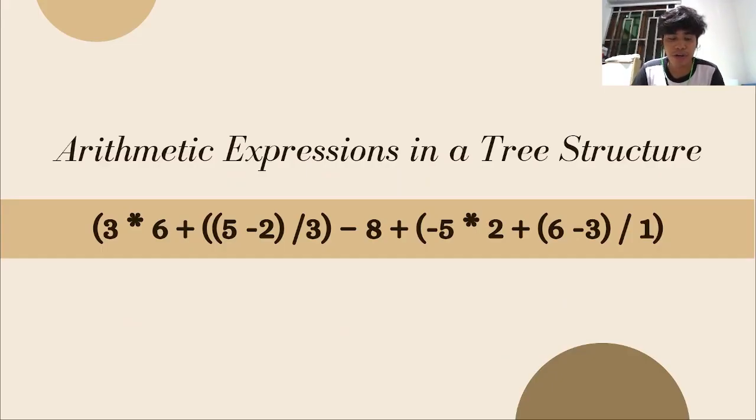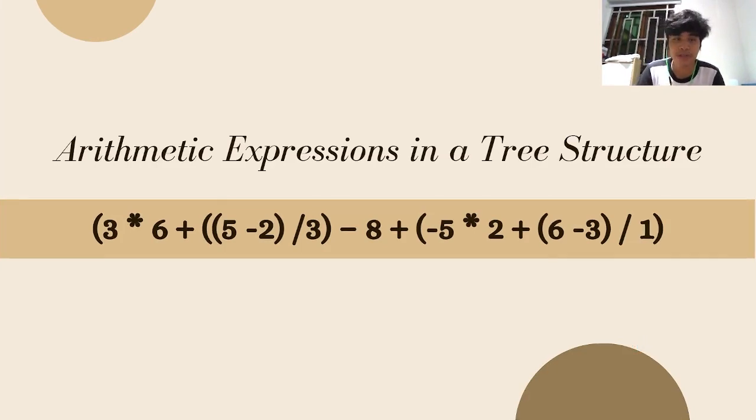And now we are here for the arithmetic expressions in a tree structure, where we're going to convert this arithmetic expression into a tree structure. Specifically, the tree structure that we're going to use is the binary tree. So here we have an expression: quantity 3 times 6 plus quantity 5 minus 2 divided by 3, quantity minus 8 plus quantity negative 5 times 2 plus quantity 6 minus 3 divided by 1, quantity. That is an expression that is now going to be converted into a binary tree.